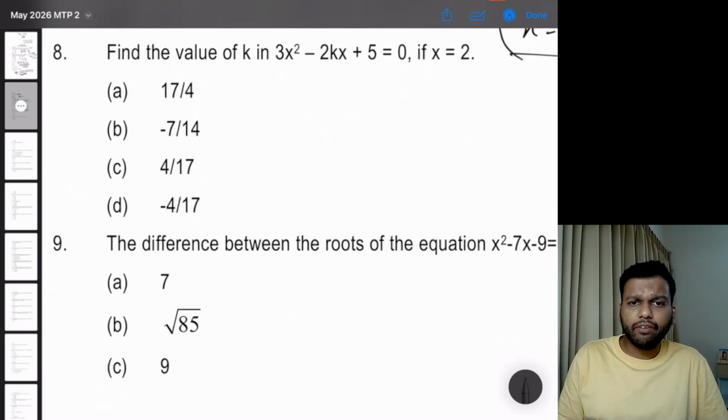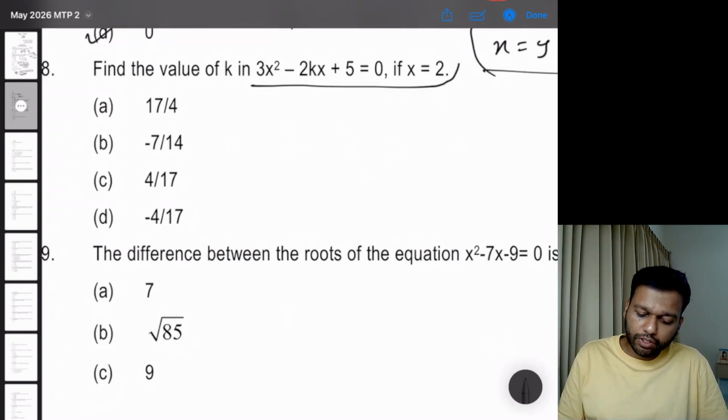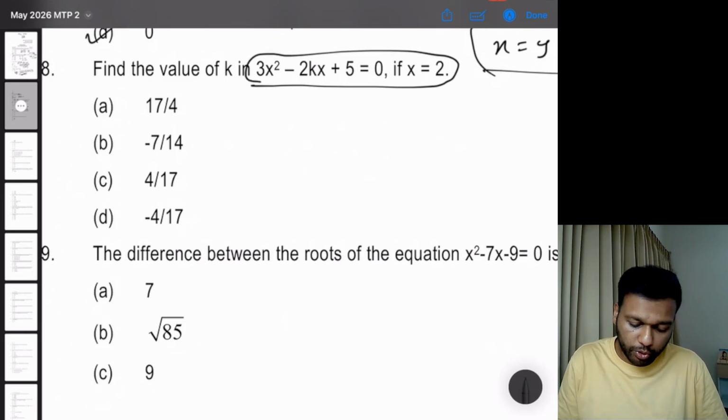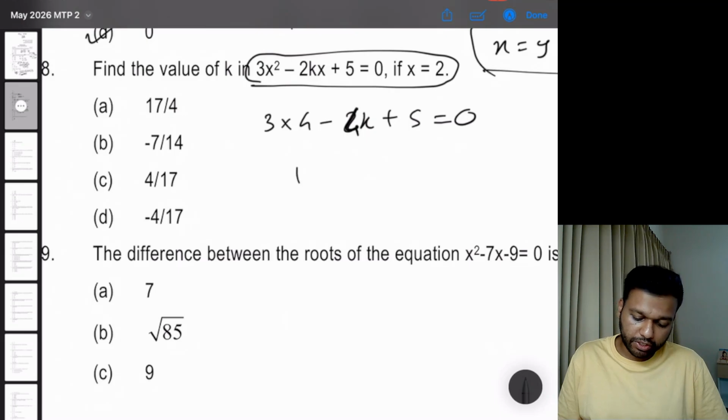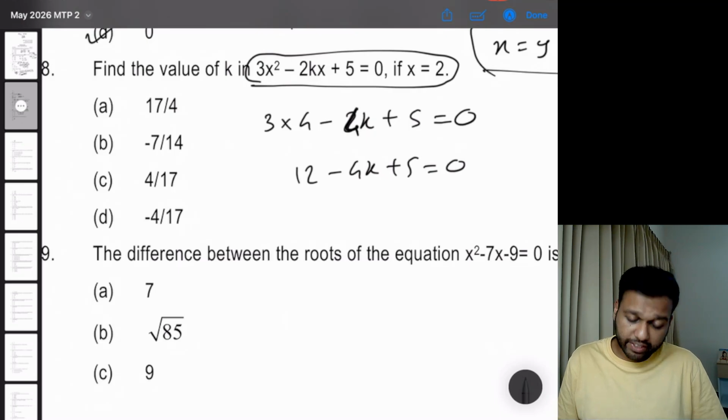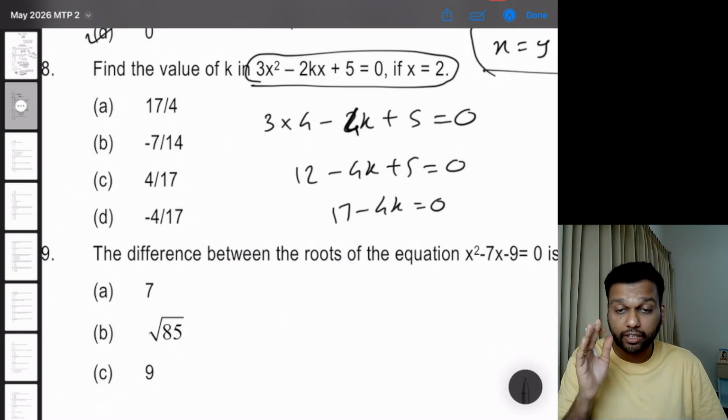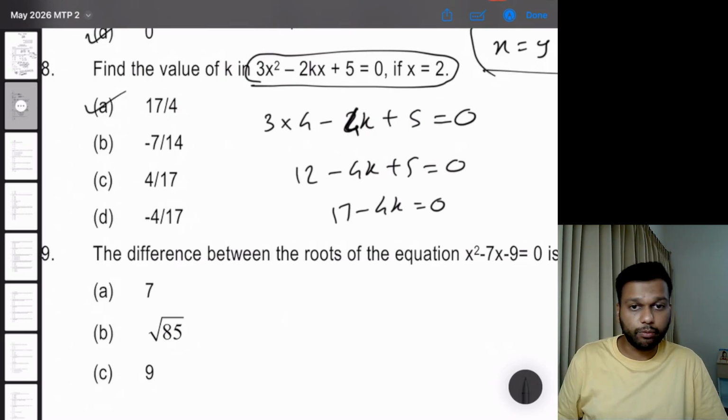Next, find value of k in this equation if x is equal to 2. Now they have directly given one root, that is x is equal to 2, so we can directly put it. So if x is 2, this will be 3 into 2 square 4 minus 2k into x is 2, right? So 2 into 2 4 plus 5 is equal to 0. So that means 12 minus 4k plus 5 is equal to 0. So 12 plus 5 is 17. So 17 minus 4k is equal to 0. So k will be what? 17 divided by 4, option A.